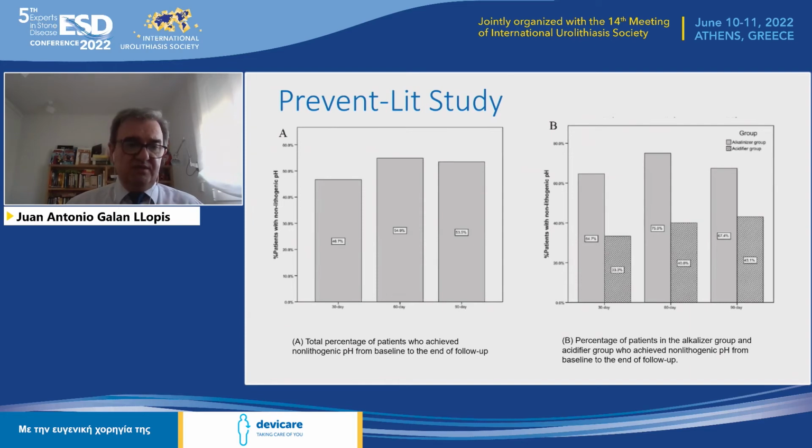Both nutraceuticals in the results were significantly effective in normalizing pH at all follow-up visits when we compared with the baseline. It was more evident in the alkalizer group, with a maximum percentage of patients achieving non-lithogenic pH at day 60.